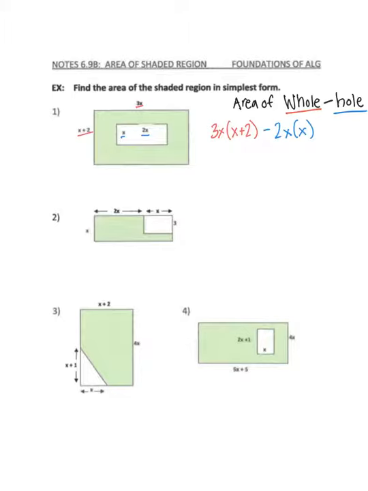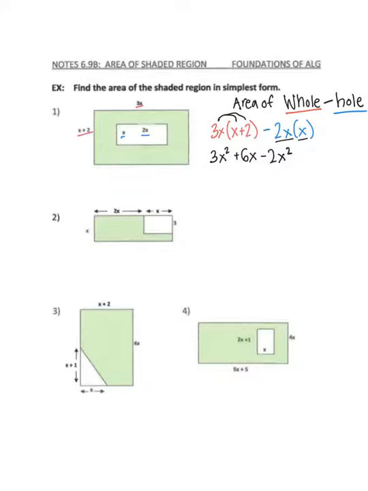So now we need to distribute our 3x into the parentheses here. So we're going to have 3x squared, remember x times x is x squared, plus 3 times 2 is 6x. Then here we've got 2x times x. X times x is x squared, so it will be minus 2x squared.